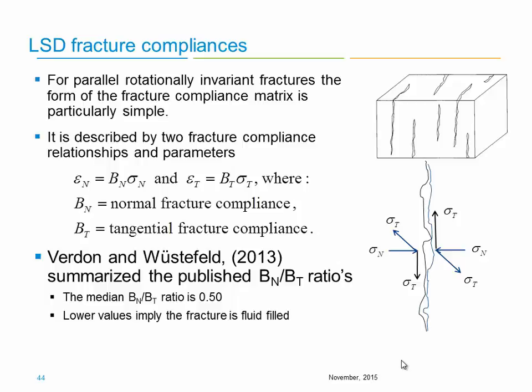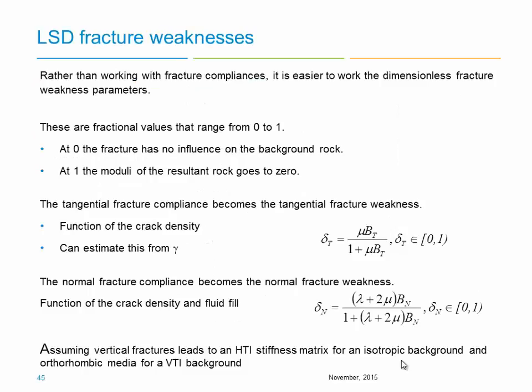One way of parameterizing this is in terms of the BN to BT ratio. Verdun and Vestavel published values for this going between 0 and 2, with a median value of about 0.5, so we know what the limits are, and we can use that as one of our parameters to control the modeling. Rather than working with these compliances, which have units of about 10 to the minus 14 per gigapascal, we can rewrite them as fracture weakness parameters, and therefore they're fractional, with a value between 0 and 1. 0, there's no influence. 1, it's the upper value.